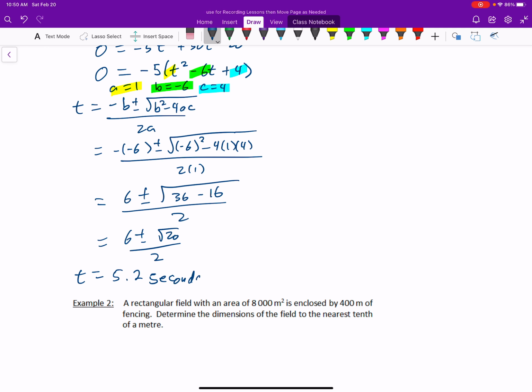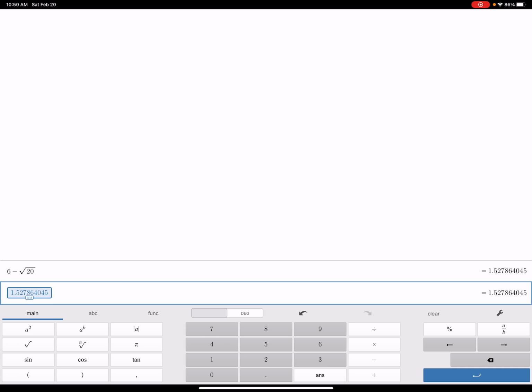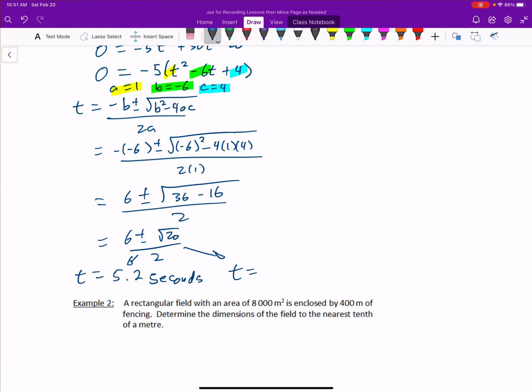And if I subtract, then what I'll get is t is equal to 6 minus the square root of 20. Clear this. 6 minus the square root of 20, which equals 1.6. It does equal that, but then I have to divide it by 2. And that equals 0.8 seconds, again, to 1 decimal place.